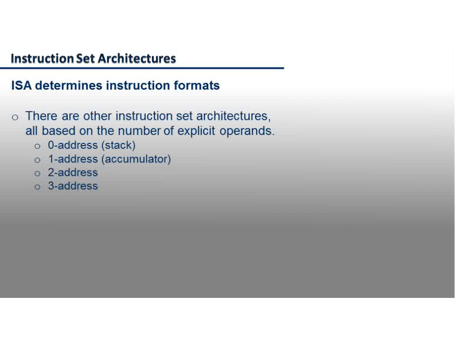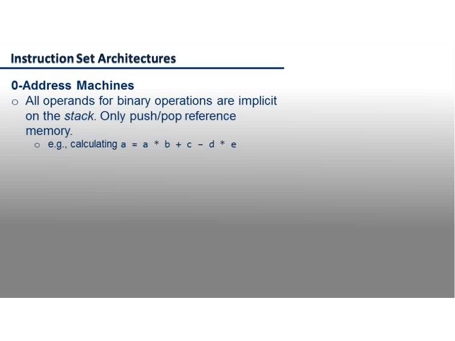Now, the 4 types of ISA are: 0-address machine, 1-address machine, 2-address machine, and 3-address machine. We will first talk about the memory, and then I will explain where the register comes into this equation, what the job of the register is, and why it is important. So let's take each part separately.